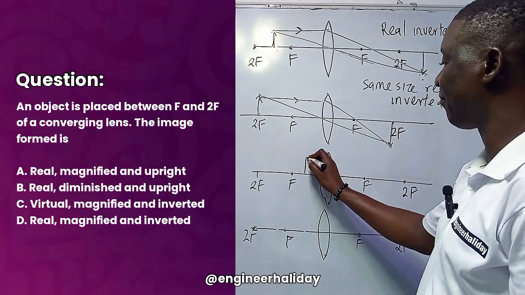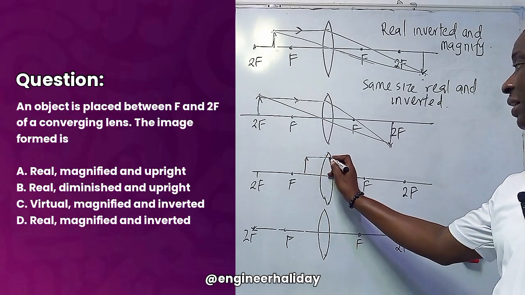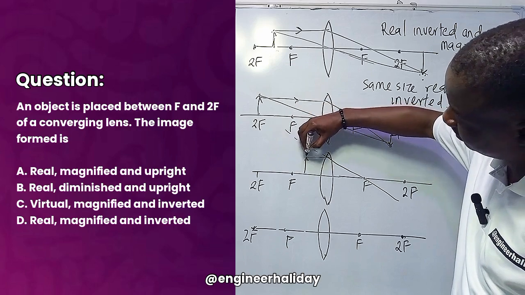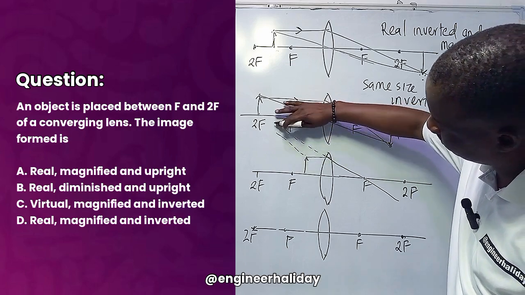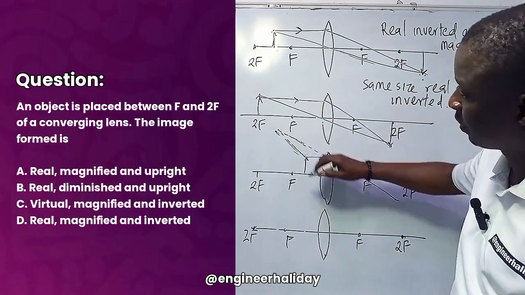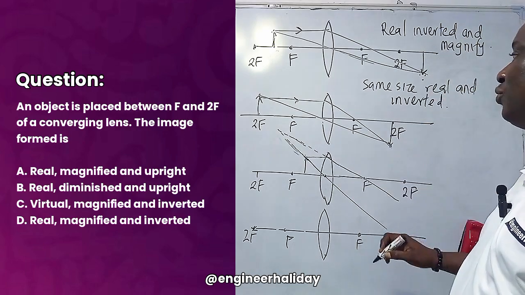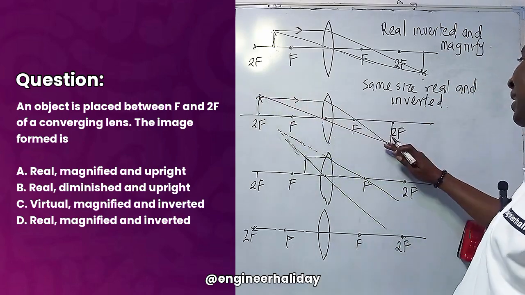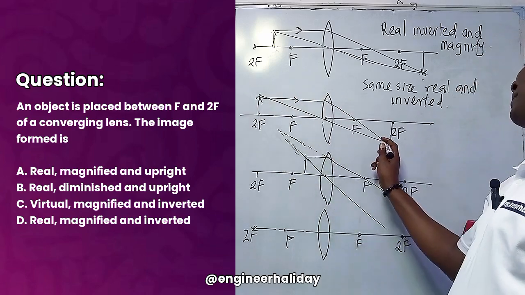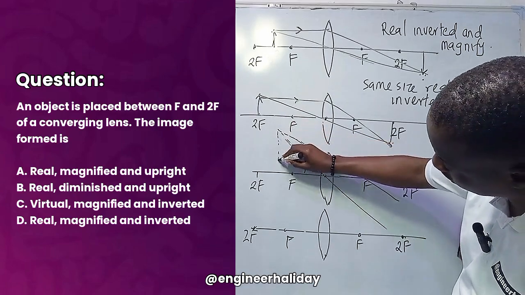Now let me put it between F and the lens. What will happen now is, look at it. You pass through F, then this one will go like this, then it will go like this, and this one will meet. Now, it will pass through the optical center. There are two rays that you notice here. One always passes through the optical center undeviated. Then the one that is parallel will be refracted through the principal focus.